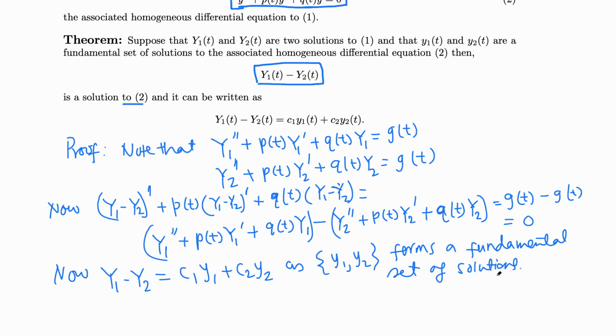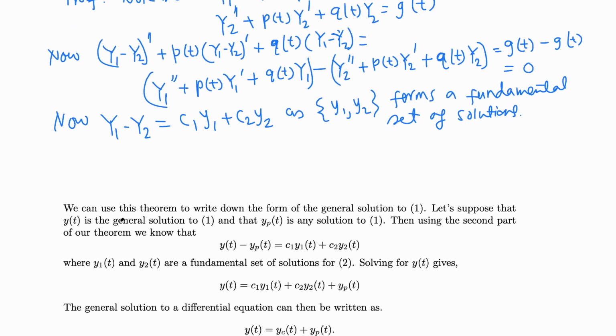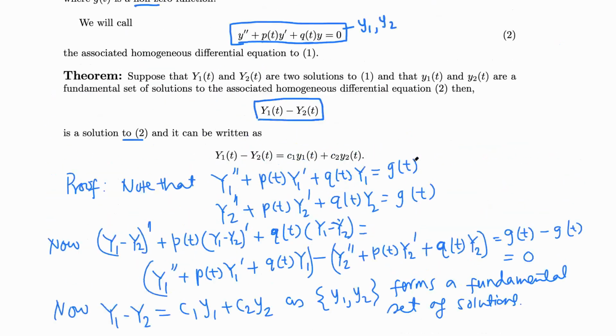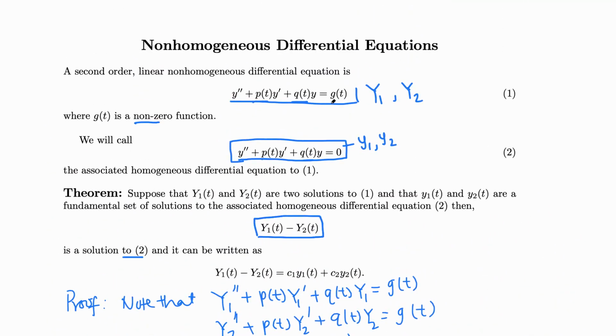Now why do we care about this? Because we can use this theorem to write down the general form of the solution to 1. 1 means our non-homogeneous equation. We are trying to solve this non-homogeneous system. Now using that theorem we can write down the solution.